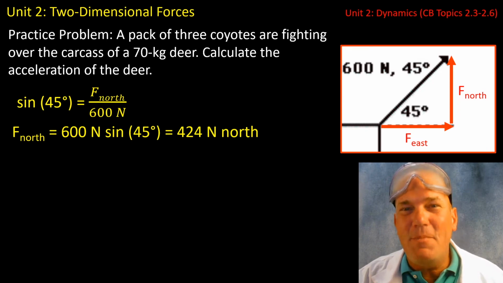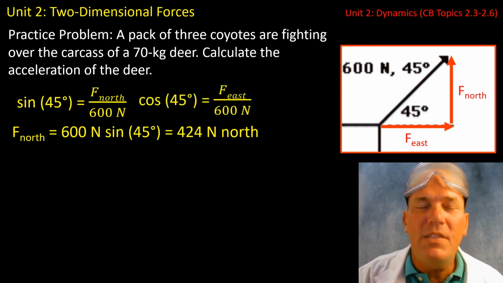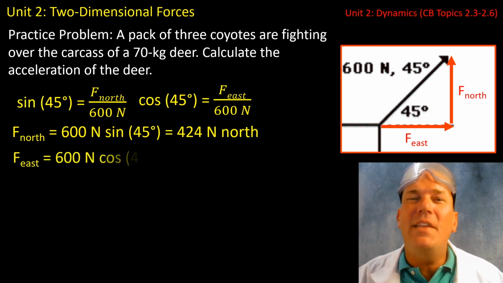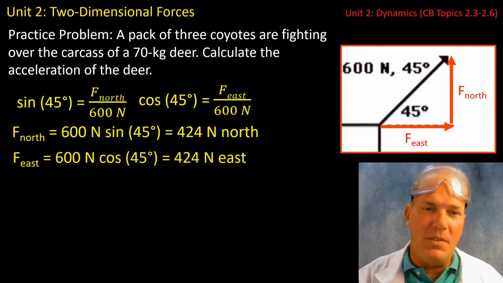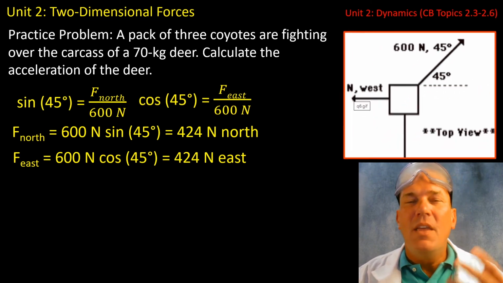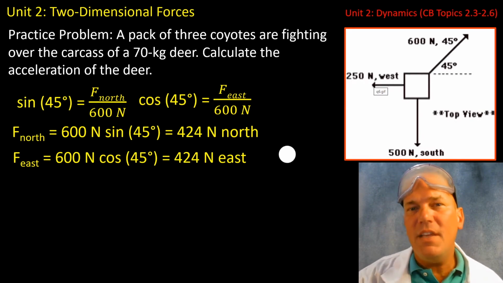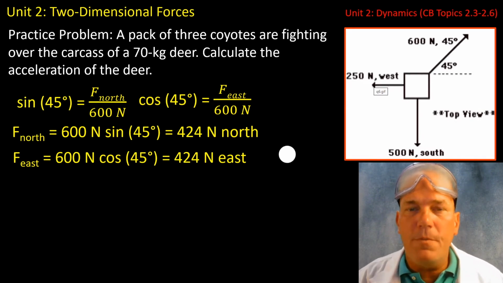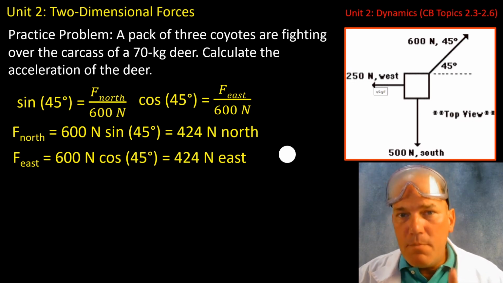And you know enough about trigonometry to know that when the angle is 45 degrees, we're also going to get the exact same answer for the eastward component of 424 newtons. Now let's look at the remaining two forces. And let's draw our free body diagram resolved into components.